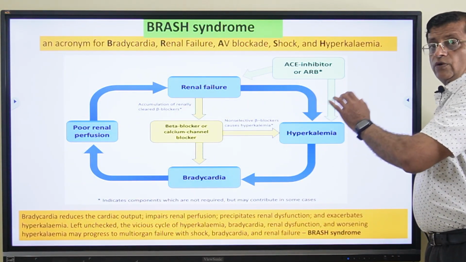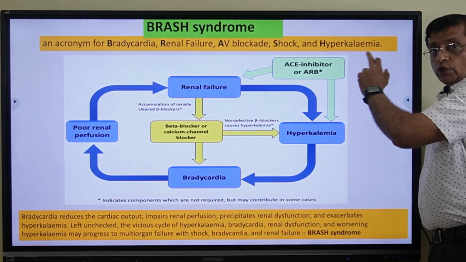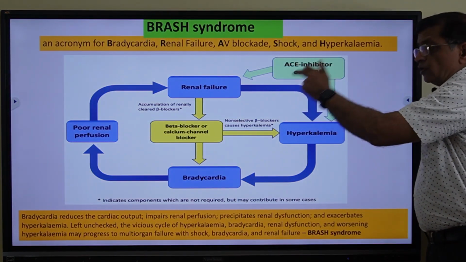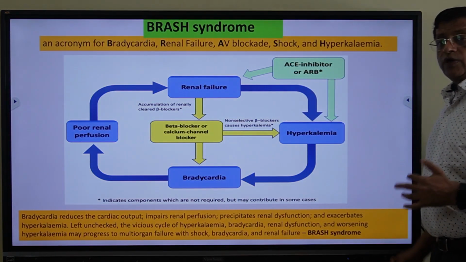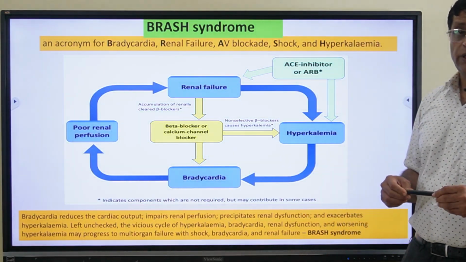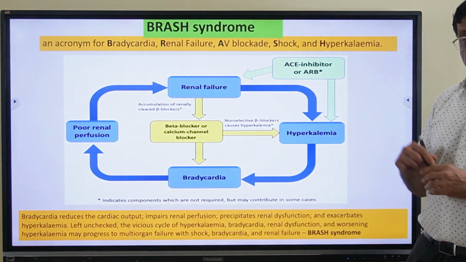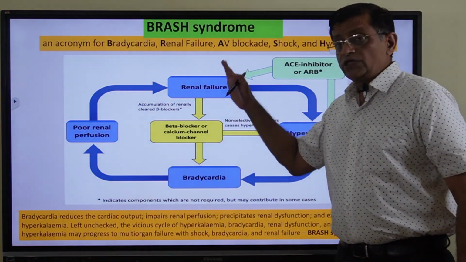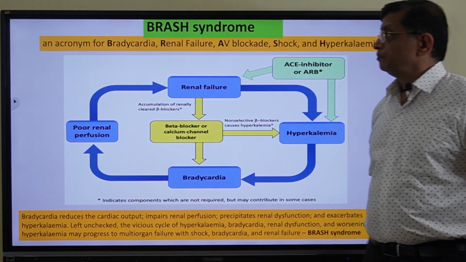Also, the patient with heart disease may be on ACE inhibitors or ARBs, which also cause renal failure as well as hyperkalemia. So if a cardiac patient is on a beta blocker and ARBs or ACE inhibitors and he develops hyperkalemia and renal failure, always be aware of BRASH syndrome.